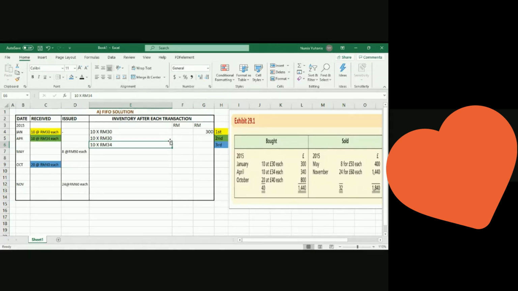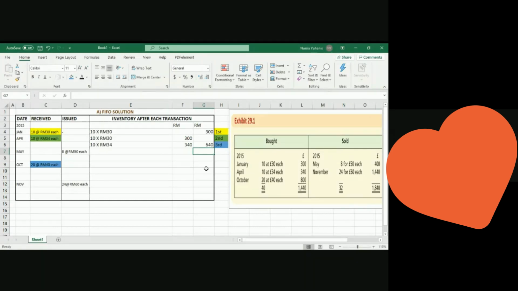So you have two stocks at different prices. Now here 10 multiplied by 30 is 300, and then 10 multiplied by 34 is 340. The balance column will represent your total for these two. So 300 plus 340 will be 640. 640, yes. Okay, so far understood?